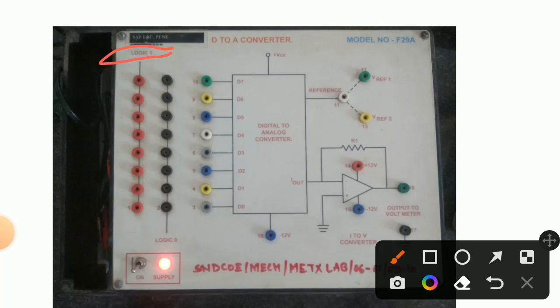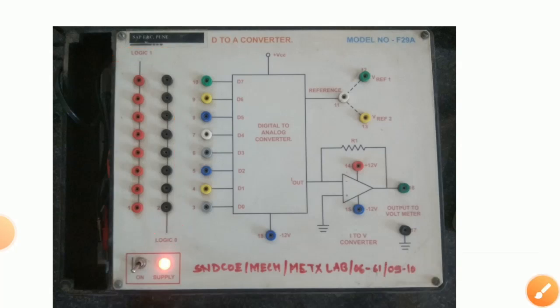Logic 1, you read the statement logic 1. So all these inputs are logic 1. The red colored part is logic 1, and here you read logic 0. All black colored parts are logic 0. So when you connect a particular wire to logic 1 or logic 0, that will be the input to that digital to analog converter. Like this is the construction of our setup.